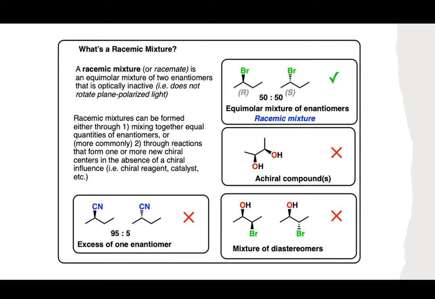All right, so a racemic mixture or a racemate is an equimolar mixture of two enantiomers that is optically inactive. So if we have an R isomer, as I said, R isomers rotate light to the right, S isomers rotate it to the left, right? If you have 50-50, all the rotations cancel out and it's optically inactive, right?